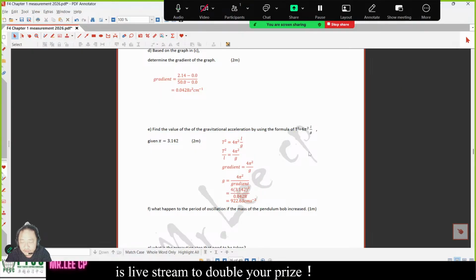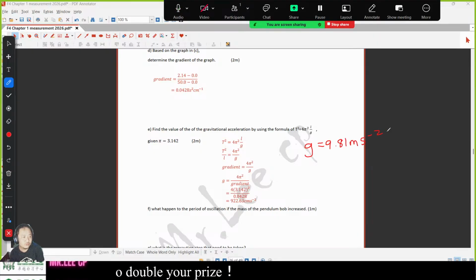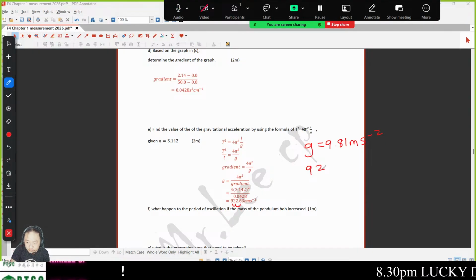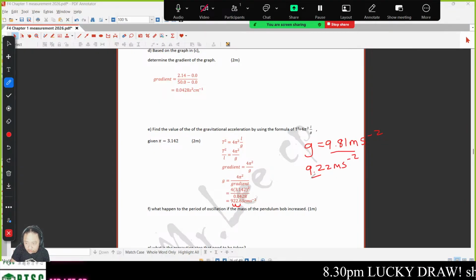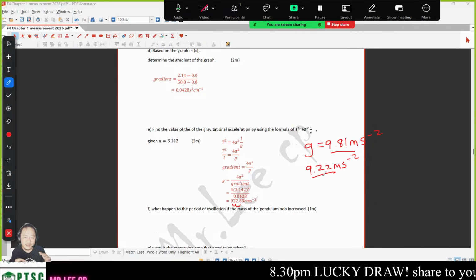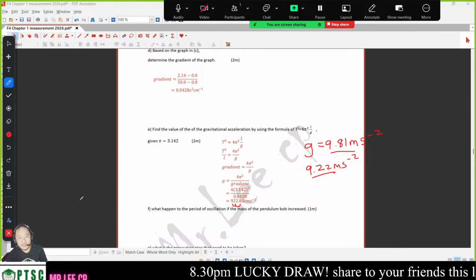So the gravity in our daily life is 9.81 ms negative 2. So if you want to change it to meter, you divide by 100. So it is 9.22 ms negative 2. You tell me, Cikgu, that is different, eh? Yeah, of course. The one that you do in the lab, in the experiment, it is not so accurate. But anyhow, you got the mark. You got the mark. Okay.